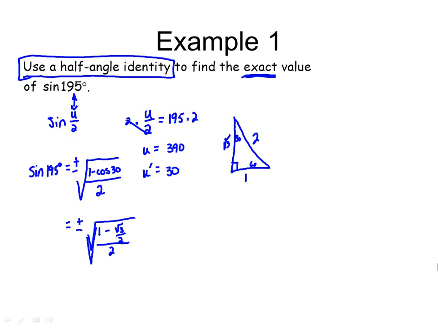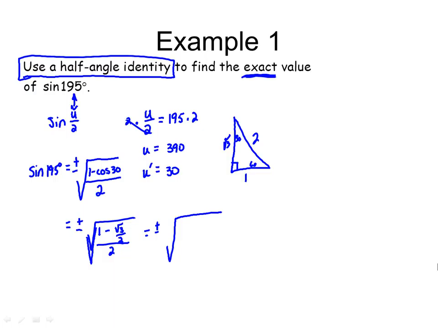From here, it's a lot of algebra. A whole lot of algebra. Okay. First thing I want to do is combine that numerator, 1 minus radical 3 over 2. But I can't use my calculator.